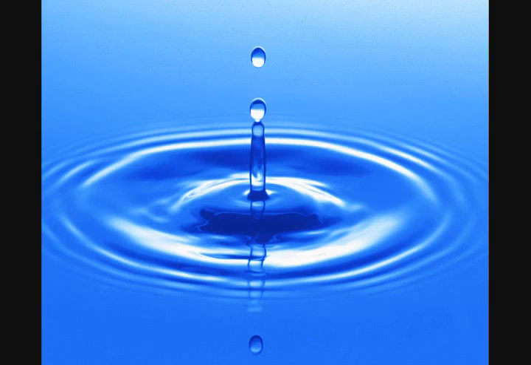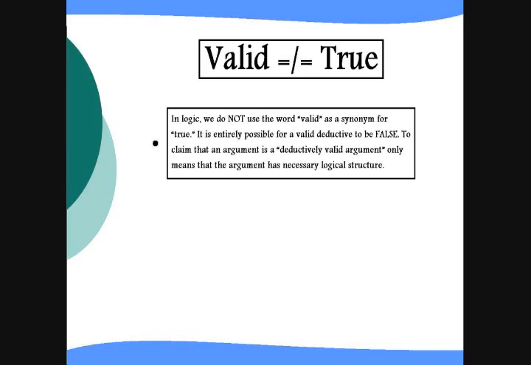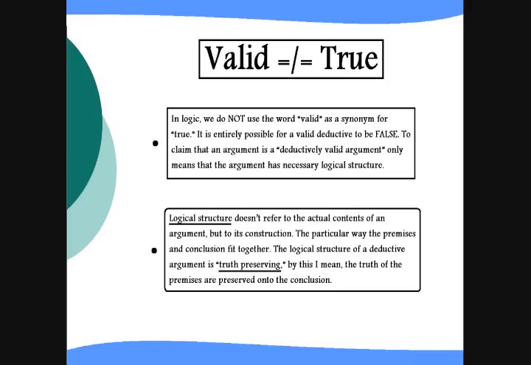Now, let me make it clear that in logic, we do not use the word valid as a synonym for true. It is entirely possible for a valid deductive argument to be false. To claim that an argument is a deductively valid argument only means that the argument has the deductive logical structure. Logical structure doesn't actually refer to the actual contents of an argument, but to its construction, the particular way the premises and the conclusion fit together. The logical structure of a deductive argument is always truth-preserving. By this, I mean the truth of the premises is preserved onto the conclusion.